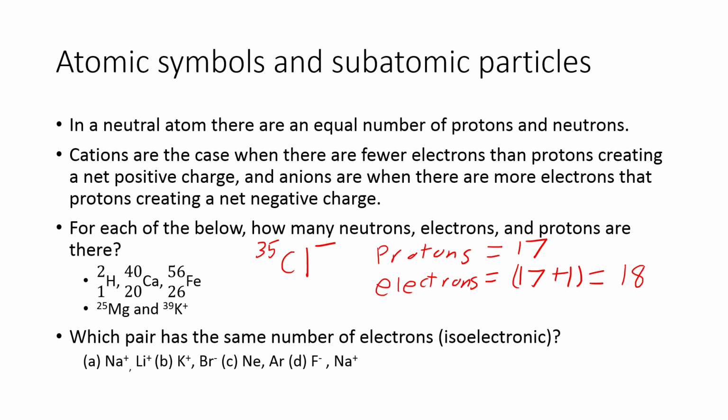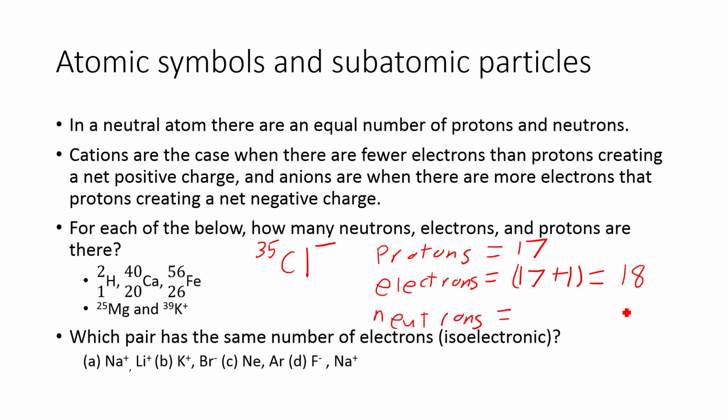In addition, you could remember that if there had been a number in front of the charge, you would have added that number instead. For example, if you had had sulfur 2 minus, you would have added a 2 instead of a 1. So just add whatever the negative charge is, or if it's a positive charge, you'll subtract that number. We then still solve the neutrons the same way.